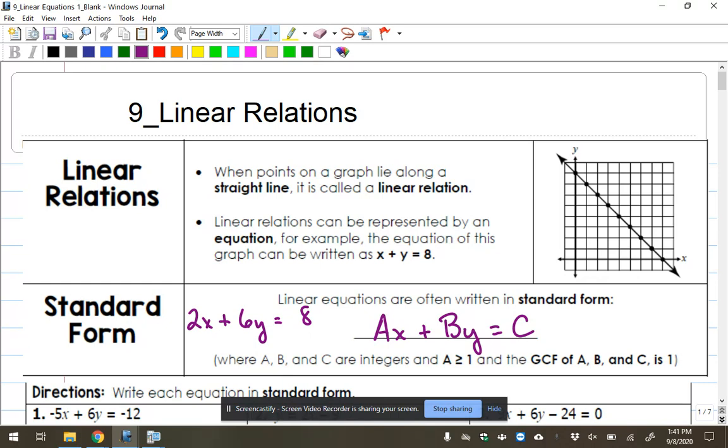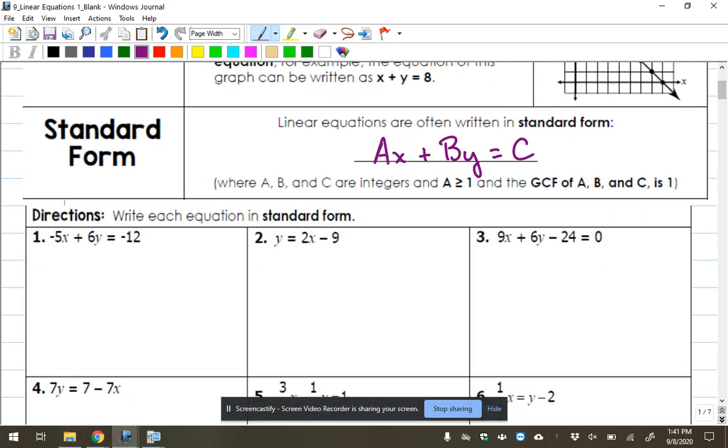Okay. So this may look like standard form, but it's kind of not. It's not because of the GCF that you could divide by. So you've got to check to see if you can divide everybody by the same thing. And if you can, divide by it. If you can't, then maybe it is standard form. All right. So we're going to take some problems and write them in standard form. So we're going to get them into that ax plus by equals c form.